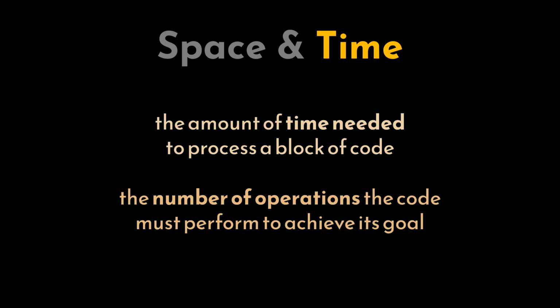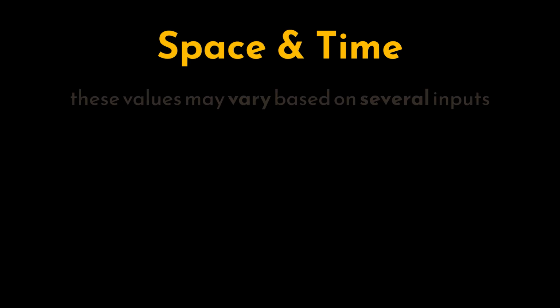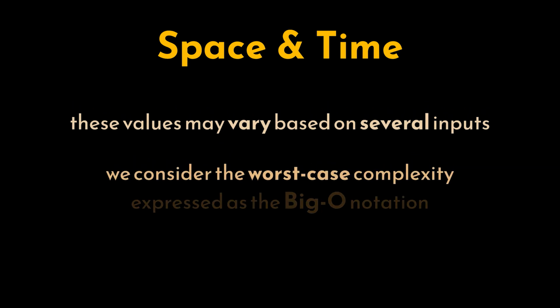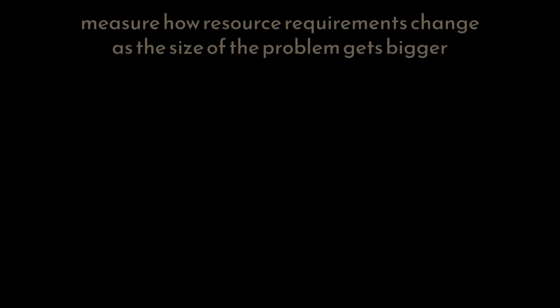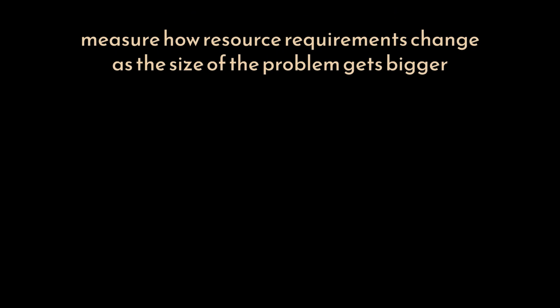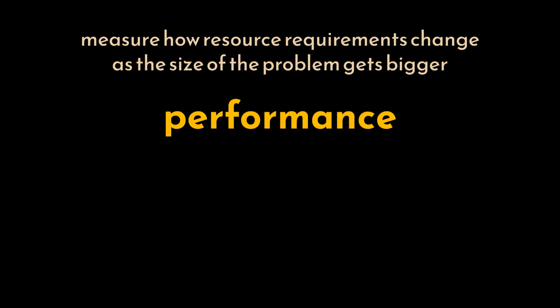Now, since these values may vary on several inputs, like the machine we are using, we tend to consider the worst-case complexity written as a function of the size of the input and expressed as the big O notation. These two complexities are the measure of how resource requirements change as the size of the problem gets bigger. They both affect performance. You see, efficient code uses fewer resources along both axes.